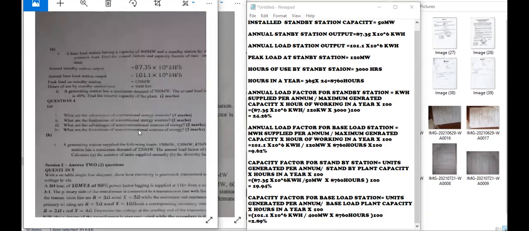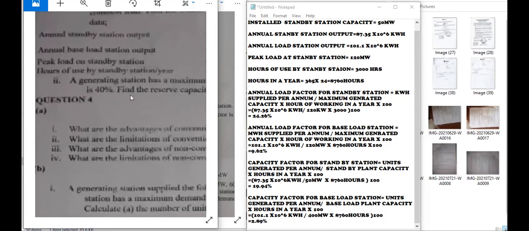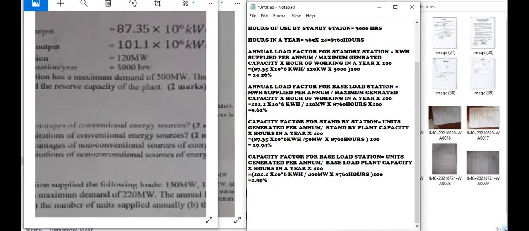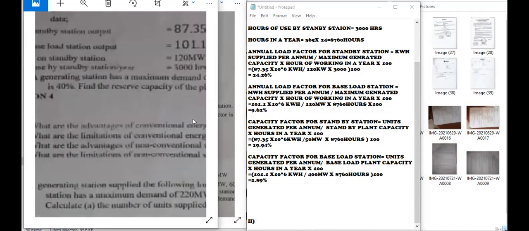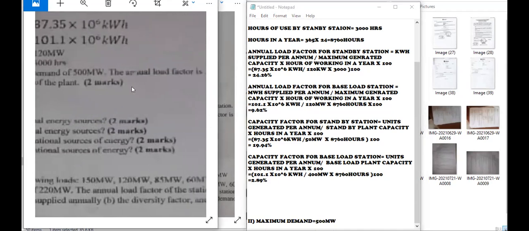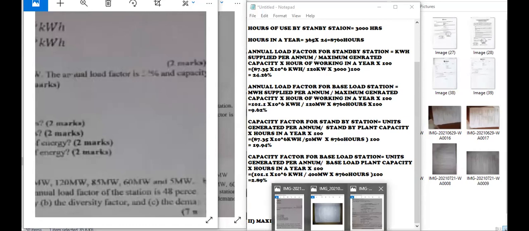We have done that. The next thing they say we should do, let me enlarge this. Part II says a generating station has a maximum demand of this. This is another question, so let me answer it. Call it II now. They told us that the maximum demand for this generating station is 500 megawatts. So maximum demand is equal to 500 megawatts. Next they said the annual load factor is, this is so bad, I cannot see it. Let me check that I have the question on my system.